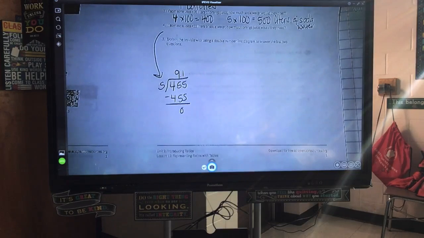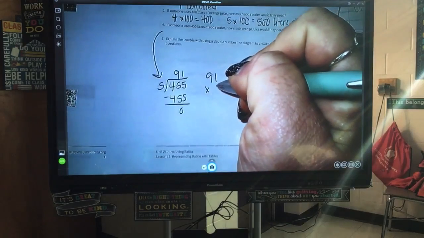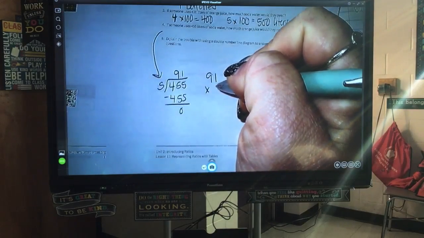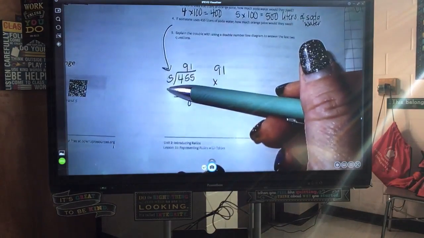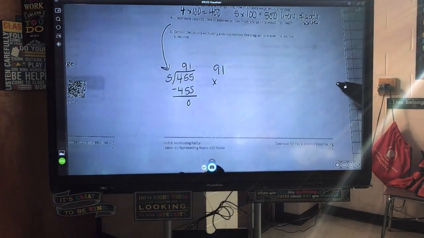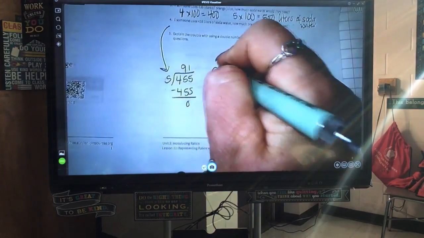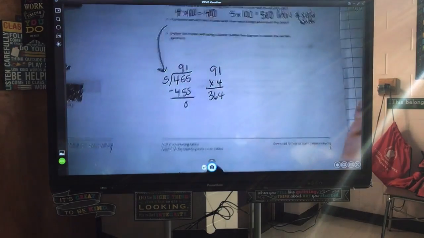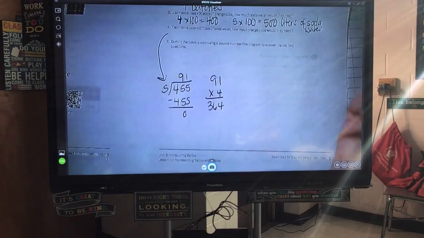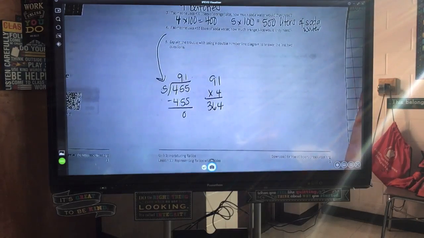Am I going to multiply or divide? Alright, so I'm going to do 91 times what? 5. Well, this is our soda water. We're trying to find the orange juice. 4. So I'm going to multiply this by 4. That gives me 364. So how much orange juice are we going to need?